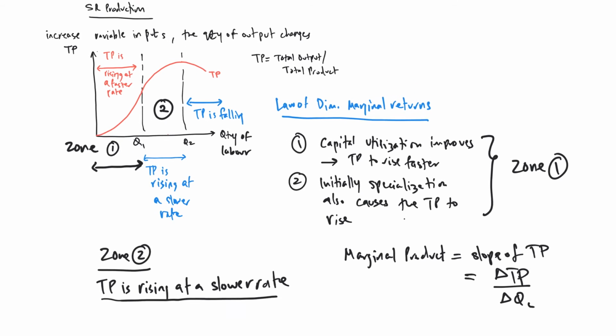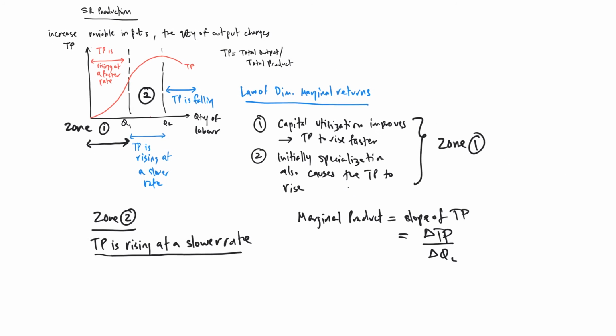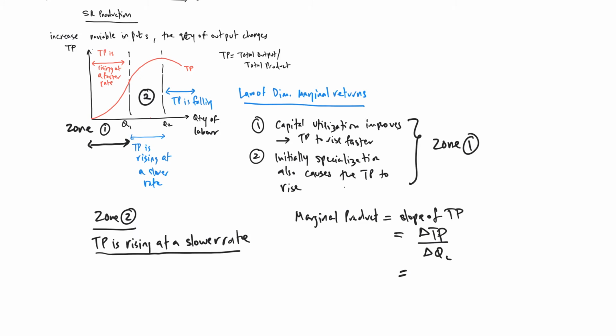So remember, what is the formula for slope? Slope is basically change in Y over change in X. So if I ask you what's the slope of this graph, you'll say it will be change in TP over change in quantity of labor. And this graph slope tells us the rate, slope always tells us the rate at which TP is changing. So the rate at which TP is changing is basically your marginal product.